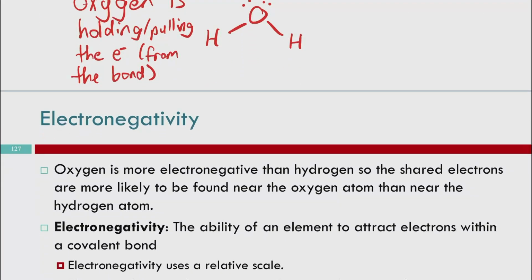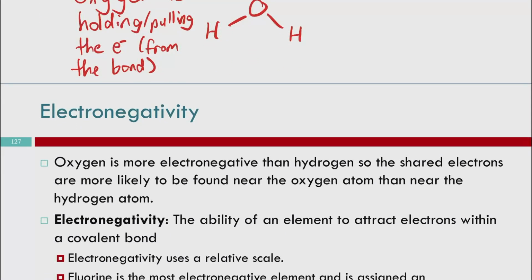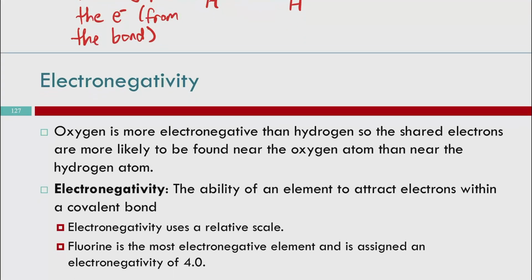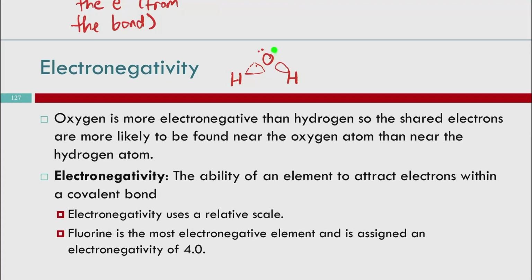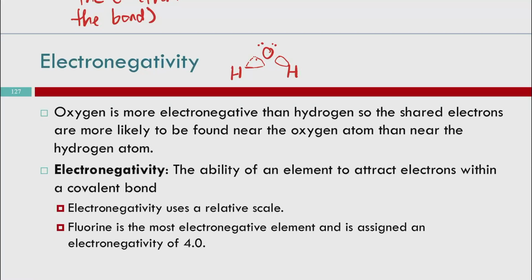Oxygen, we say, is more electronegative than hydrogen, and so those shared electrons are more likely to be found near the oxygen rather than by the hydrogens. So if we drew that bond with a little bit of shape to it to represent where the electrons are most likely to be found, they're more likely to be found close to the oxygen. So we can draw it a little bit wider there. They're more likely to be close to the oxygen than to the hydrogen because of the property of oxygen being more electronegative.